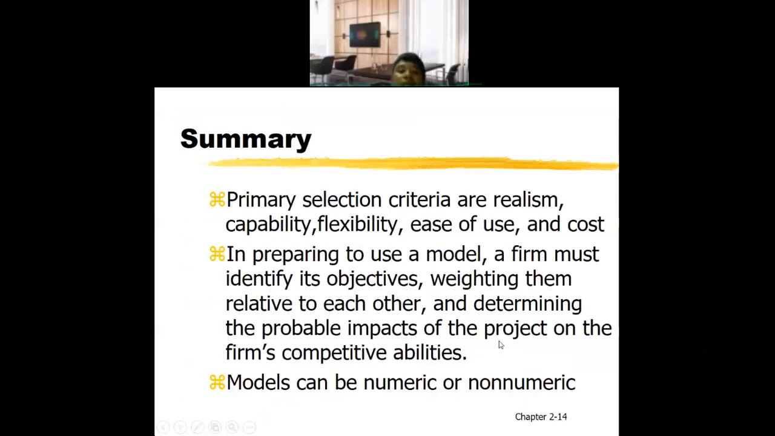So from the summary for chapter 2, the primary selection criteria are realism, capability, flexibility, ease of use, and cost. In preparing to use a model, a firm must identify its objectives, weighting them relative to each other, determining the probable impact of the project on the firm's competitive abilities. So we have two project selection types. First is numeric and second is non-numeric.